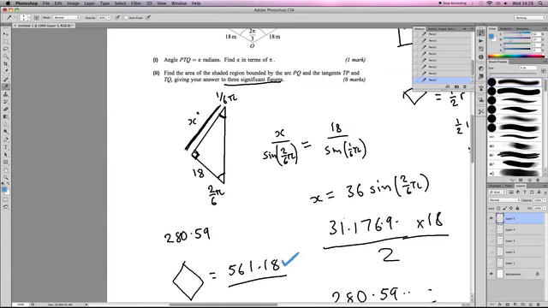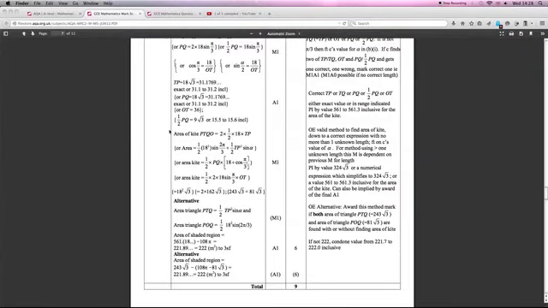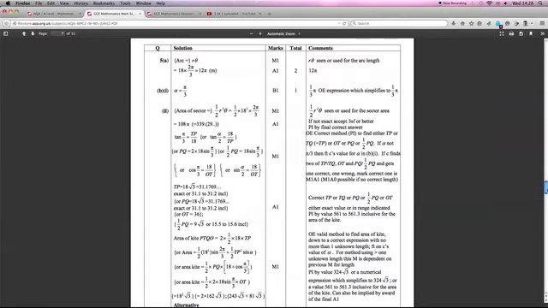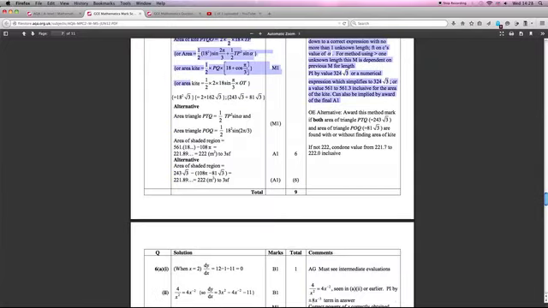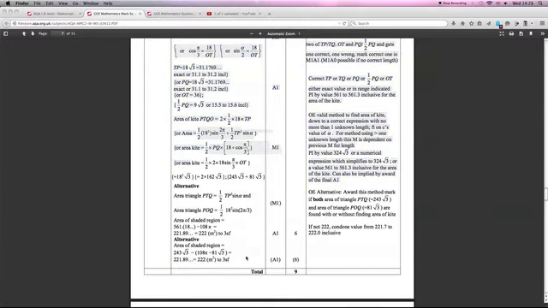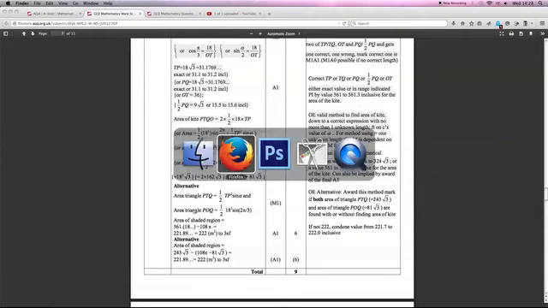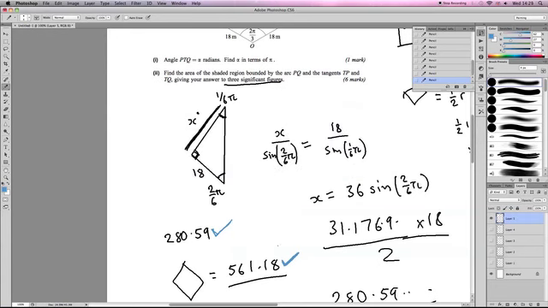I'm also going to give my mark for this area here, for half the triangle. As you can see, there's a shed load of methods for this. We've got one method here, one method here, one method here, one method and one method. So there's actually loads of different methods. Just because I've got the final area, I'm going to give myself the 2 marks here.